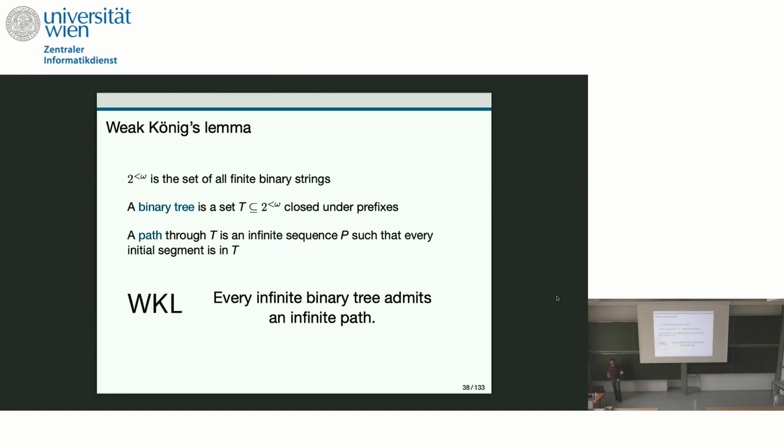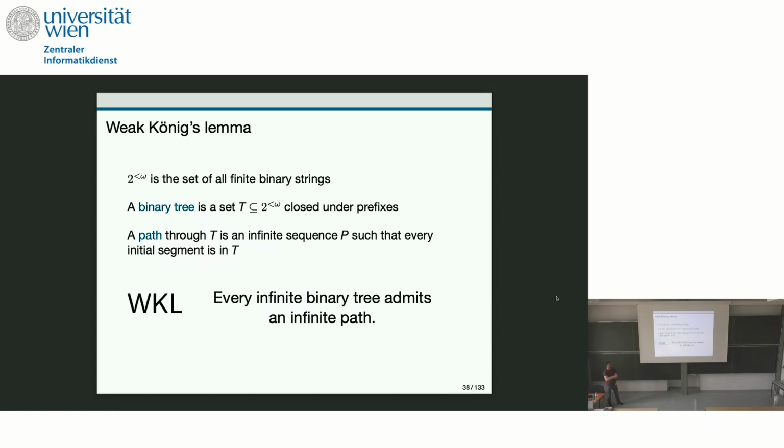Let's look at another example and work with trees. Weak Koenig's lemma is a restriction of Koenig's lemma to binary trees. Because we work in second-order arithmetic, we have to work with proper coding, but let's just assume we have fixed an appropriate coding of the binary strings and so on. Still, 2^{<ω} is the set of finite binary strings. We call a binary tree just a collection of binary strings which is closed under prefix. This induces a tree structure.